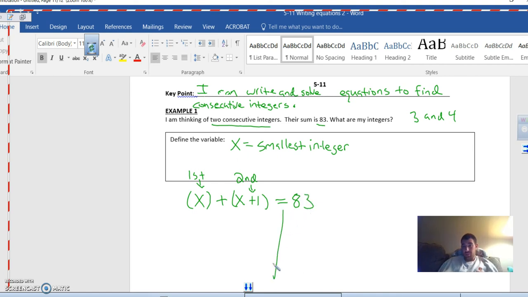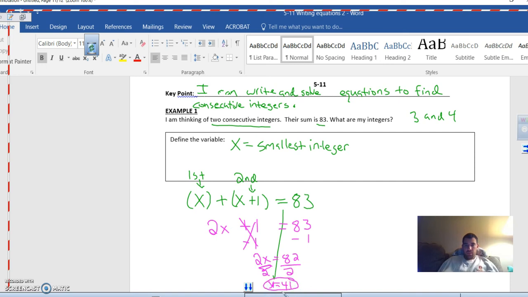And now it's actually a pretty simple equation to solve. We combine our like terms. x plus x is 2x. Subtract 1 from both sides. 2x equals 82. We divide, and we get x equals 41.